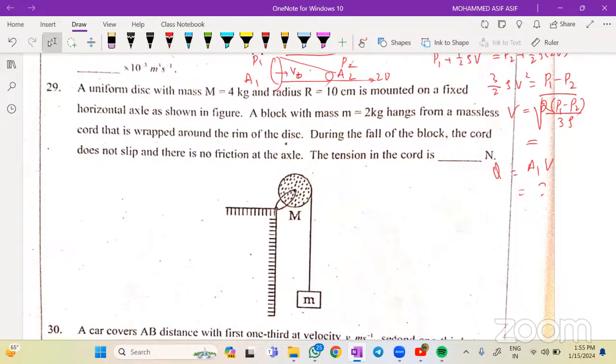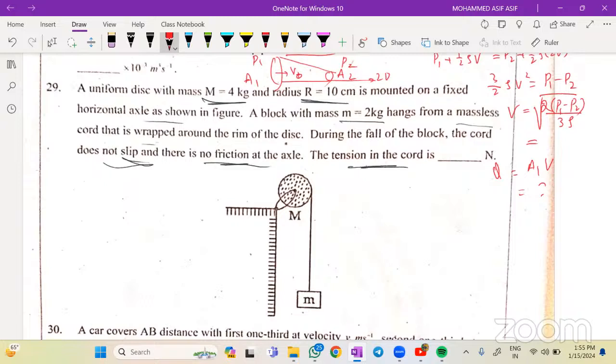Look at question number 29. A uniform disc of mass M, capital M, 4 kg, radius 10 cm is mounted on a fixed horizontal axle. The block of mass 2 kg hangs from the massless cord that is wrapped around the rim of the disc. During the fall, the cord does not slip. Hence, there is no friction at the axle. The tension in the cord will be equal to how much?